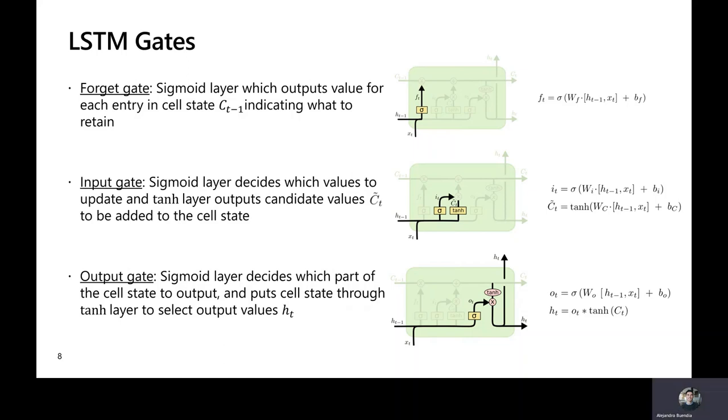output gate in which the sigmoid layer decides which part of the cell state to output. Again, it feeds some function of h of t minus 1 and x of t through a sigmoid layer. The cell state is fed through a tanh layer to select output values h of t. Cumulatively, the gates allow the cyclic dependency introduced by the vanilla RNN, but still retain more persistent long-distance context in the cell state.